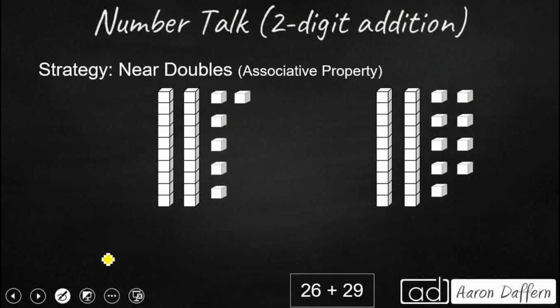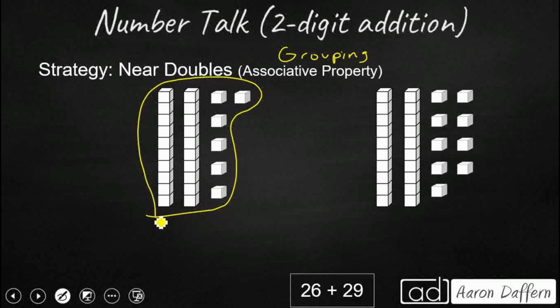So the first thing we could have tried is near doubles, and this uses the associative property, our grouping property. This lets us regroup numbers. And if our two addends are kind of close to each other, it's nice to turn them into doubles. Look what I've got right here. I've got 26, but if I ignore some of the blocks on the other one, I can turn that also into a 26. So this is what this looks like.